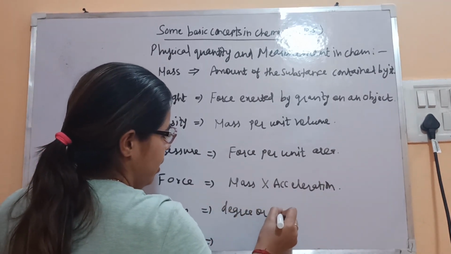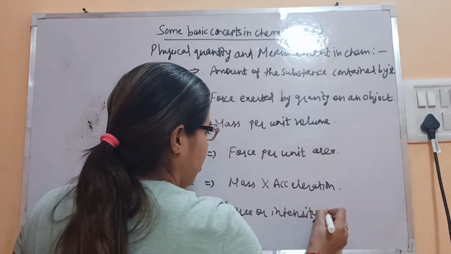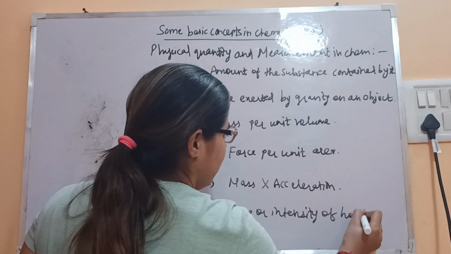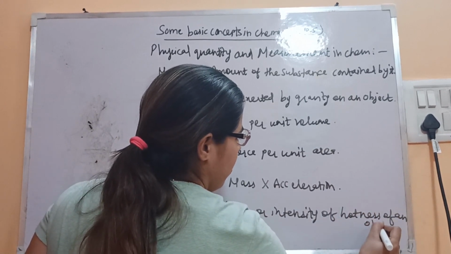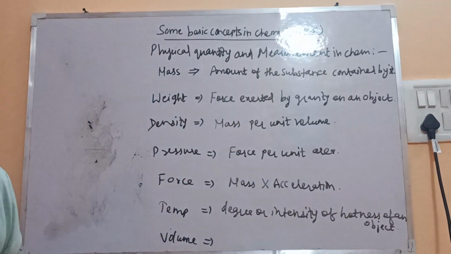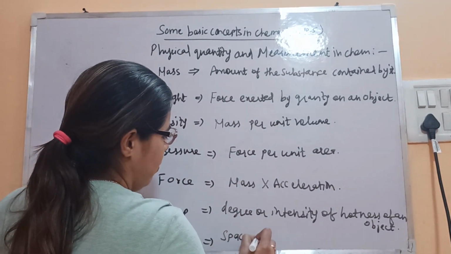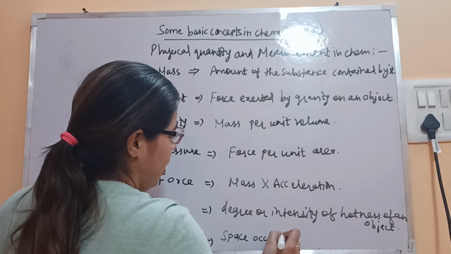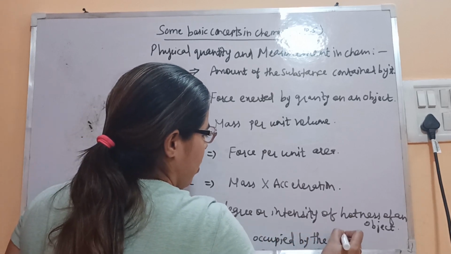Temperature is the degree or intensity of hotness of an object. Then volume is what? Volume is the space occupied by the substance.